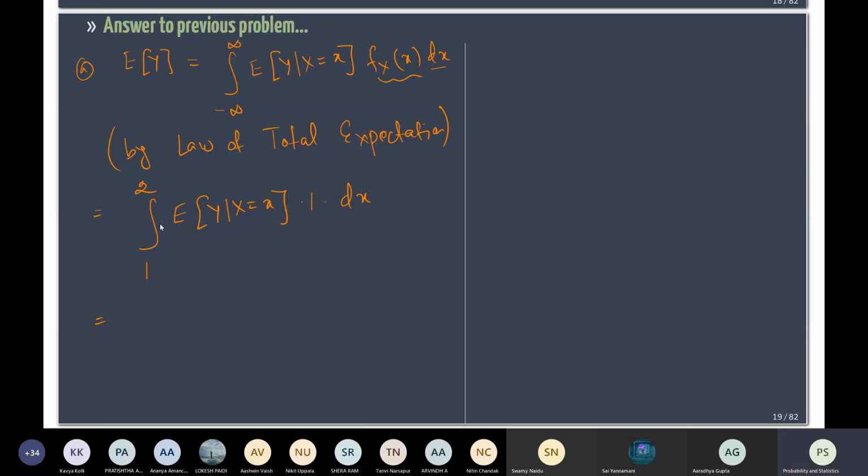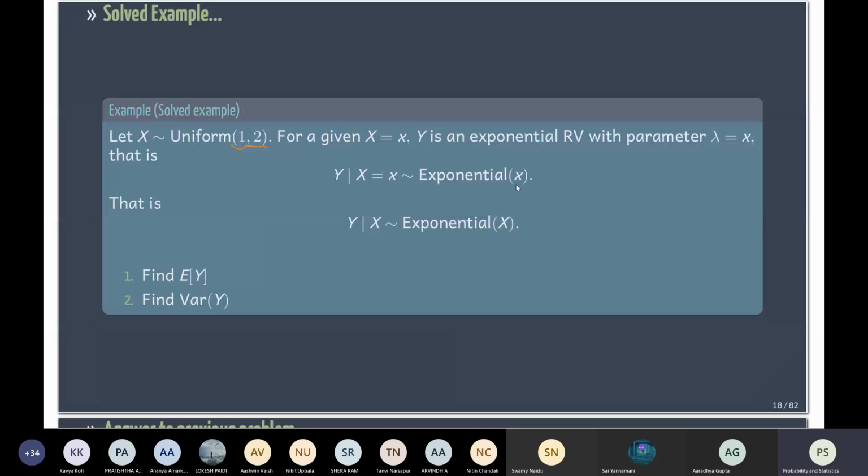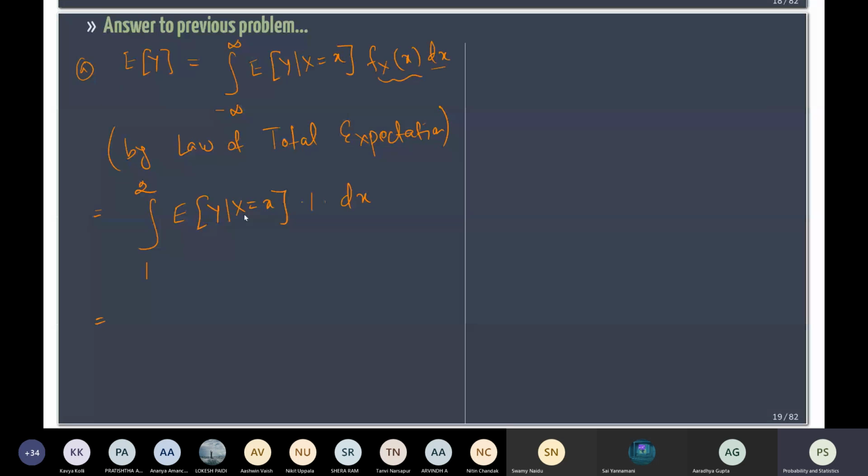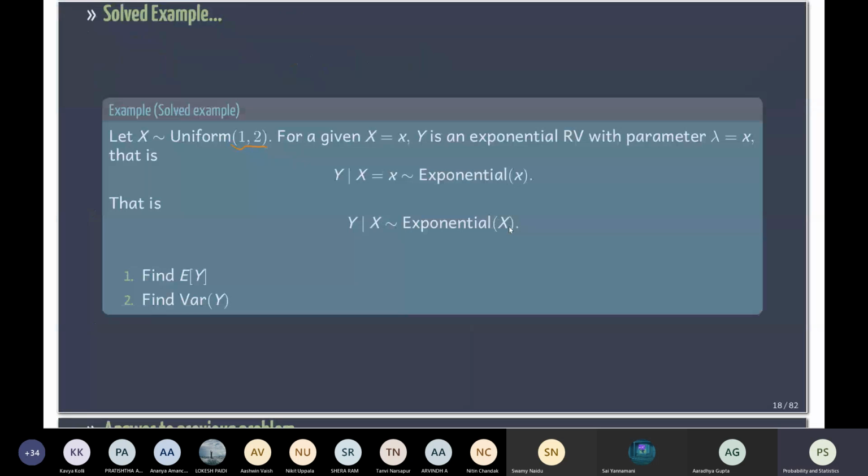So what is this now? We are given that y given x equals to x is exponential of x. The expectation of this exponential distribution will be just 1 over x in this case, right?